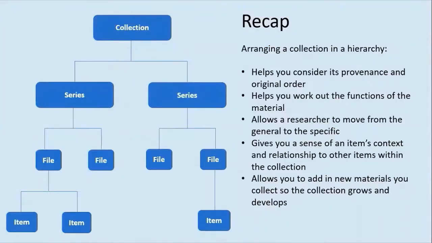So, to recap, it's a good idea to arrange your collection in a hierarchy. This helps you consider its provenance and original order. If these aren't possible, you can then work out the functions of the material held. You can move from the general description to a specific description, whilst also getting a sense of an individual item's context within the collection. A hierarchy like this also means you know where to slot in new materials you collect, and allows you to have a living archive that continues to grow and develop.